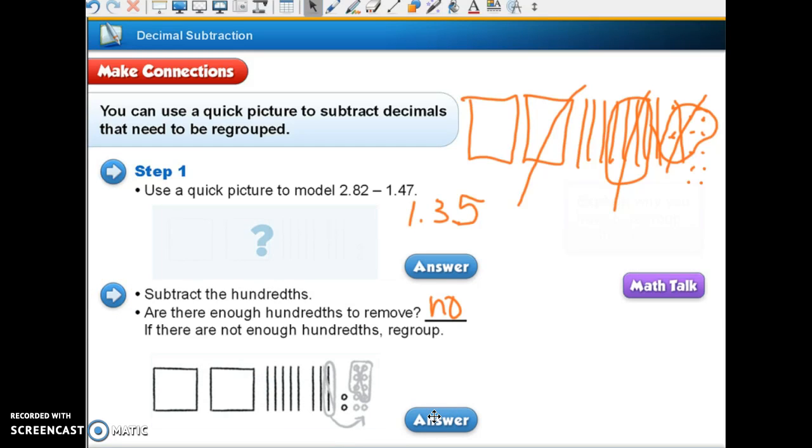1 whole, 3/10, and 5 hundredths. You should draw that in the little box at the bottom of the page. You should be drawing that in the little box at the bottom of the page.